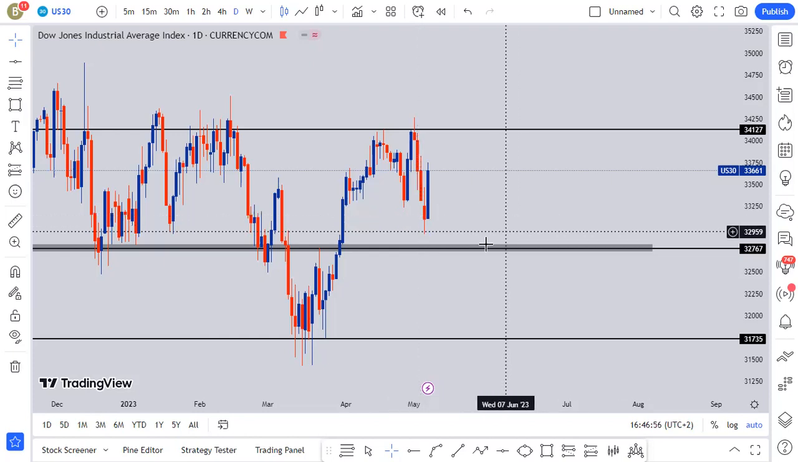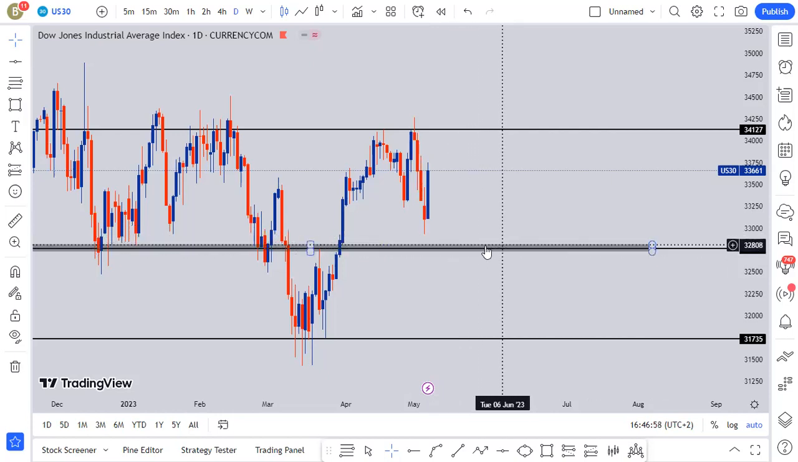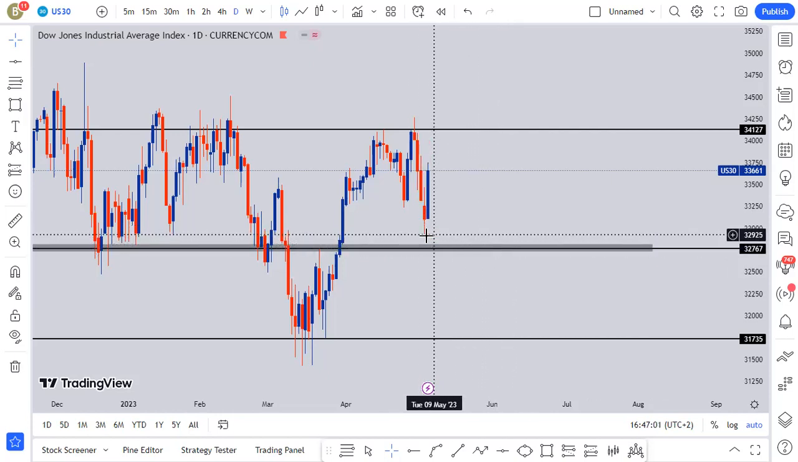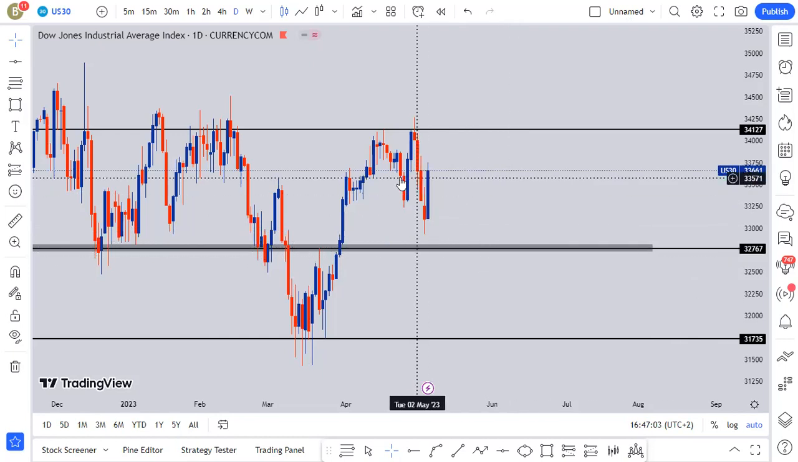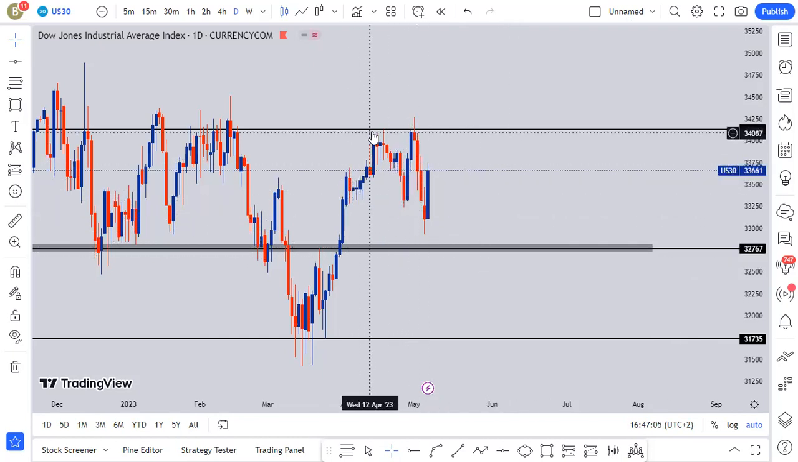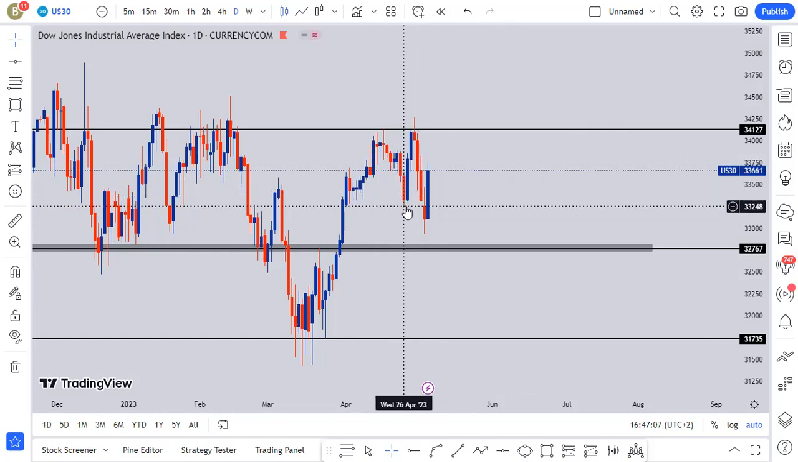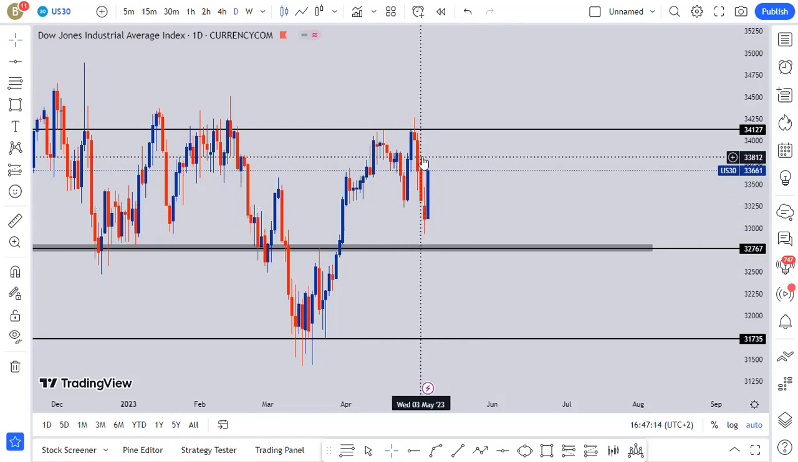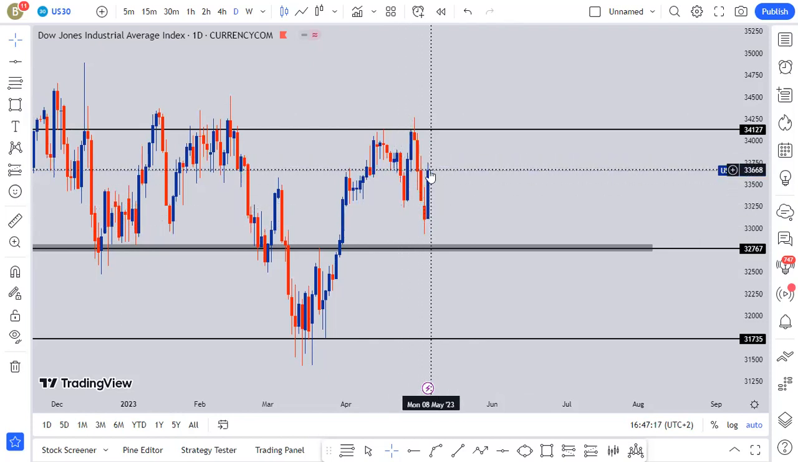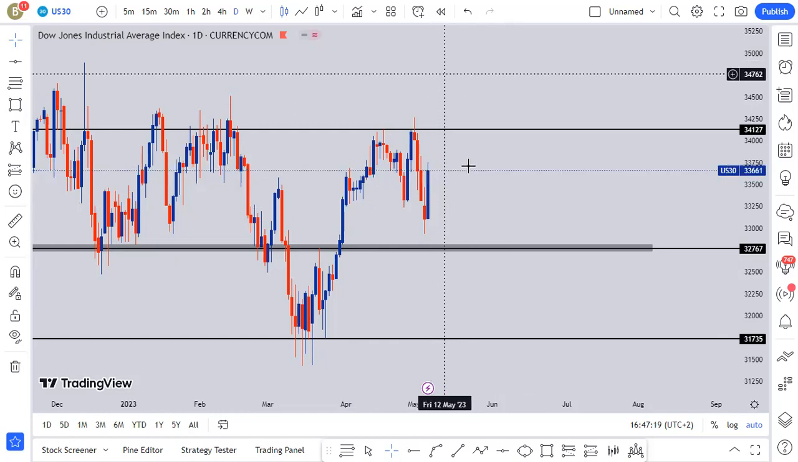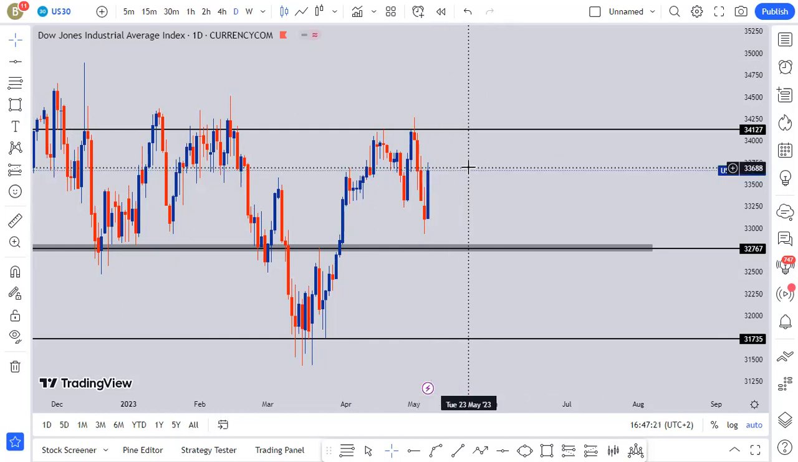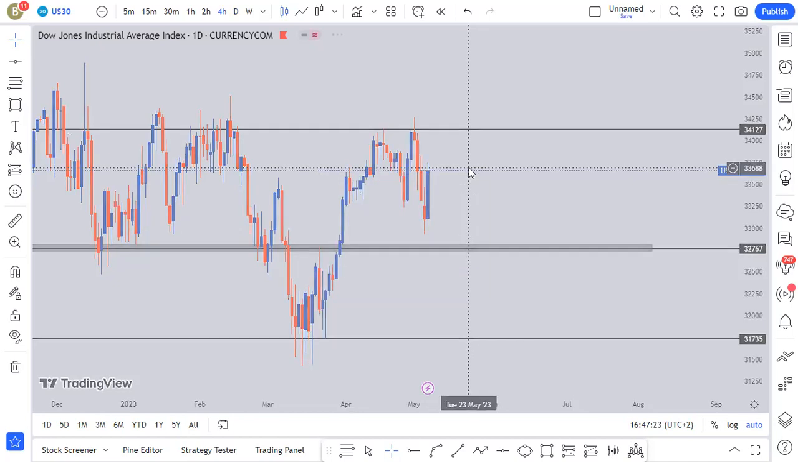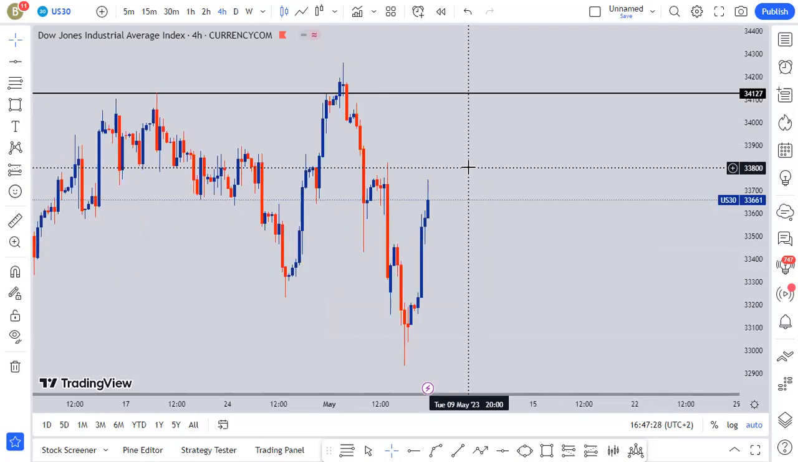In US30, what does it look like? I see it can come. I marked out this area because it didn't get really tested. You understand? And it broke structure. It created a higher high, a lower high, a higher high, and then broke that structure, which is here. You understand? It broke that structure and then went up. This does not necessarily mean this market is going to keep going up, in my experience. So let's go down to the 4 hour and let me explain a bit further what is really happening here and why we need to be careful of this. You understand?